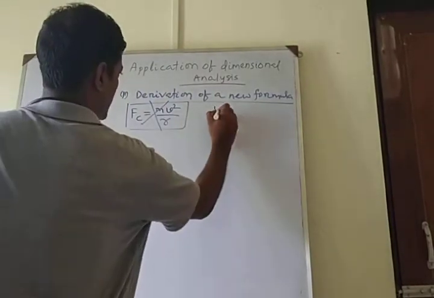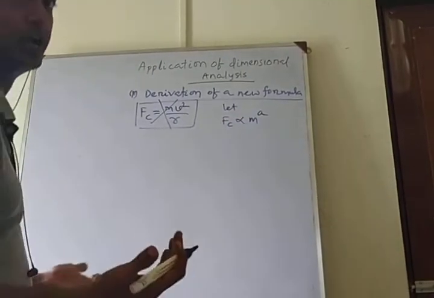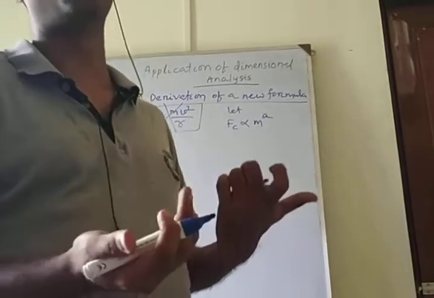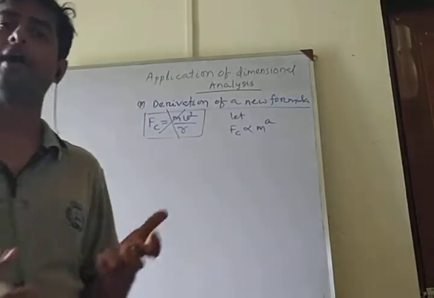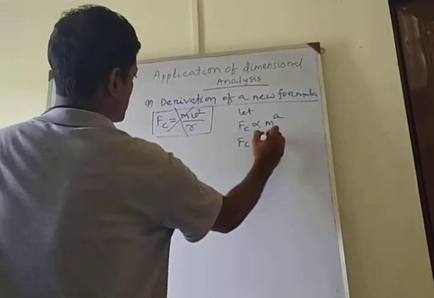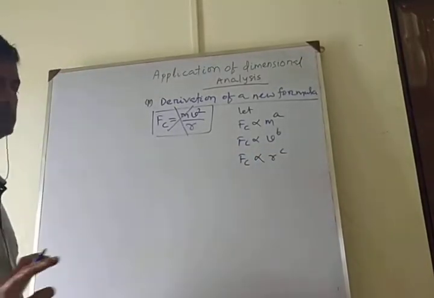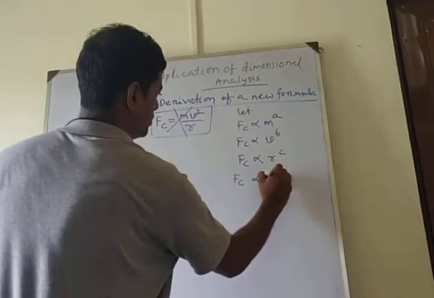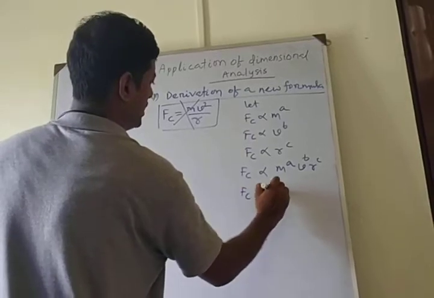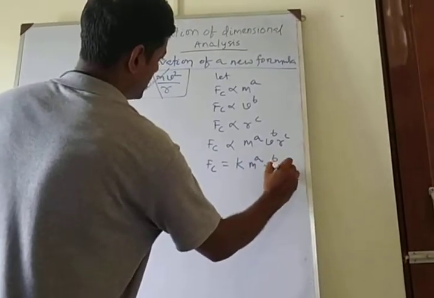So what I'll do, I'll write: let centripetal force be directly proportional to m to the power a, because I don't know the value of a. Whether it is directly proportional to m square, or inversely proportional to m square, or directly proportional to m raised to half, I don't know. So let Fc be proportional to m^a, Fc proportional to v^b, and Fc proportional to r^c. So combiningly Fc is proportional to m^a v^b r^c, and Fc is equal to, let's say, some proportionality constant k, mass to the power a, velocity to the power b, r to the power c.